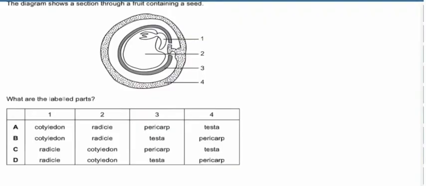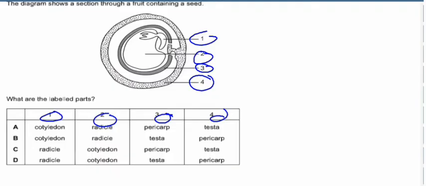The next question. The diagram shows a section through a fruit containing a seed. So we have one which is called a radicle, and two is called a cotyledon. Then we have three which is called the pericarp. Then the last one, which is four, is called a testa. So the question is saying, what are the labeled parts? So we have 1, 2, 3, and 4.